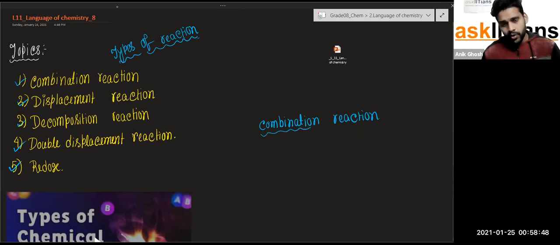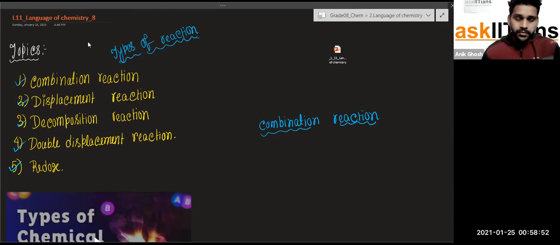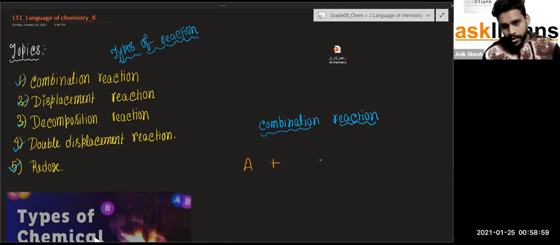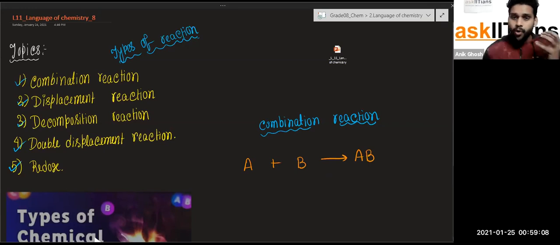If you have A and if you have another atom B, when they get together during a chemical reaction to form AB, we call it combination reaction. So what do you mean by the word combination first? Combination means combining, right? So this A and this B are combining together to give AB. That's it.